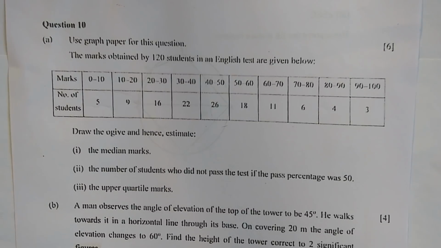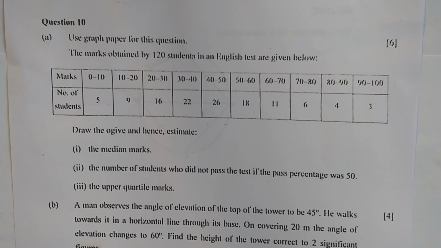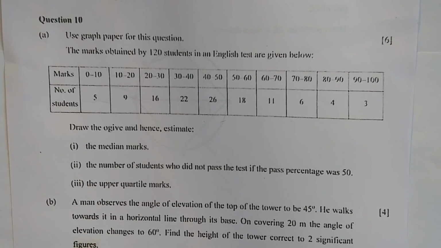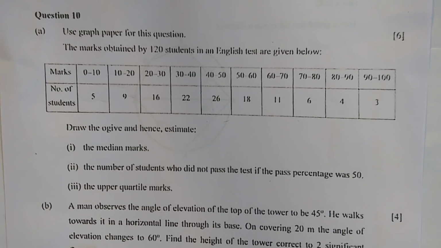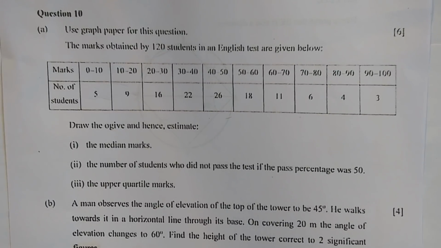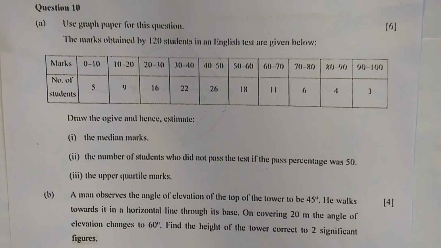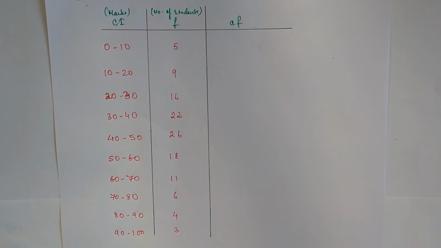Moving on to question number 10A, an Ogive question. You have to use graph paper for this question. The marks obtained by 120 students in an English test are given below. You have to draw the Ogive and estimate number 1, the median, number 2, the number of students who did not pass the test if the pass percentage was 50, and number 3, the upper quartile marks. Let's do this.